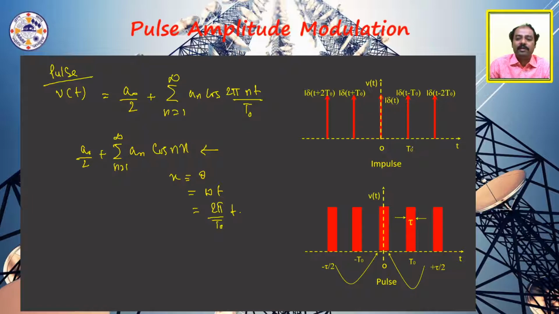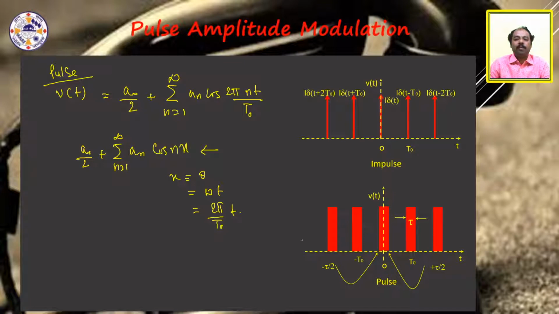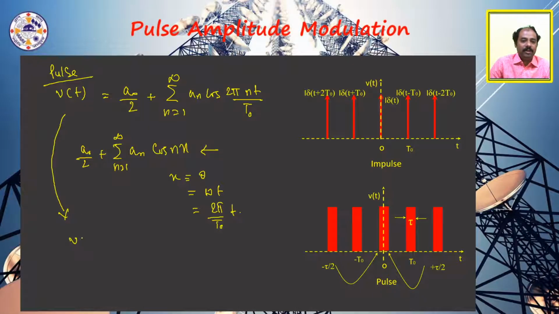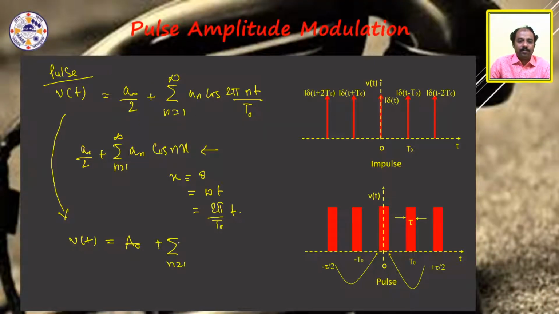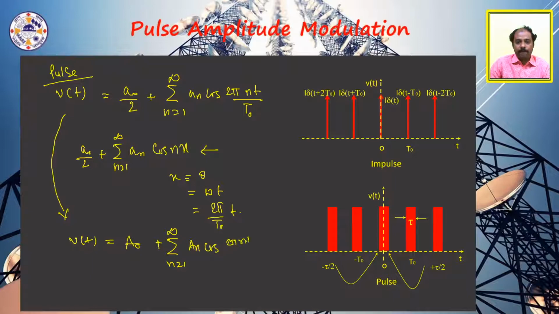We have considered here that the variable is t and the time period of this pulse as t0. Fine. So I can write this pulse as v function of t, that is equals to a0 by 2 plus summation over n equals 1 to infinity capital An cos 2 pi nt by t0. Fine. So this is the expression of the pulse.